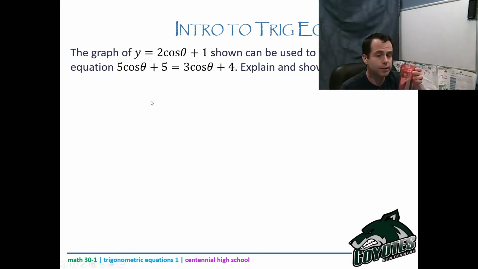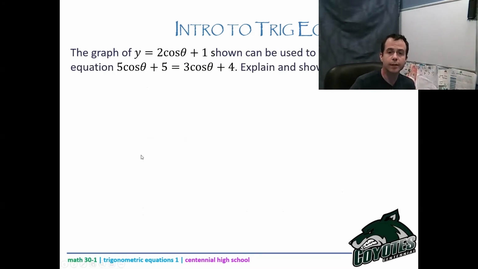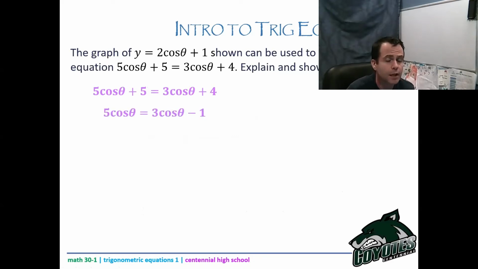Well, let's just do some math with this guy. So if I went 5 cos theta plus 5 equals 3 cos theta plus 4, and I started trying to simplify it, let's bring everything over to one side. In order to simplify this, I might subtract 4 from both sides, and subtract 3 cos theta from both sides. And what that's going to give me is 0 equals 2 cos theta plus 1. Well, 2 cos theta plus 1 is actually that equation. So this equation, if I set it equal to 0, that's helping us figure out what the answer to 5 cos theta plus 5 equals 3 cos theta plus 4 is.